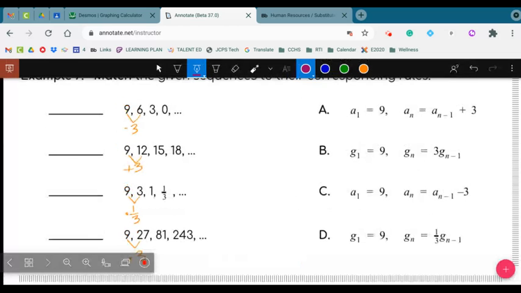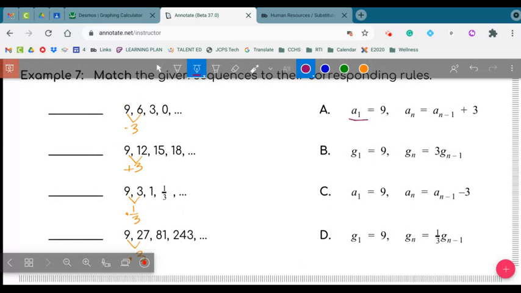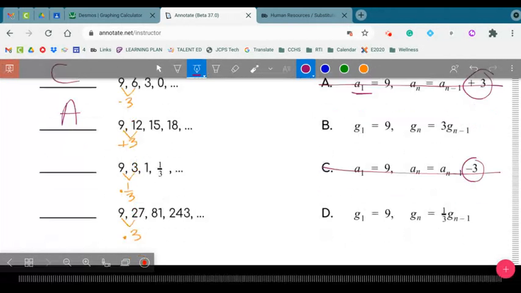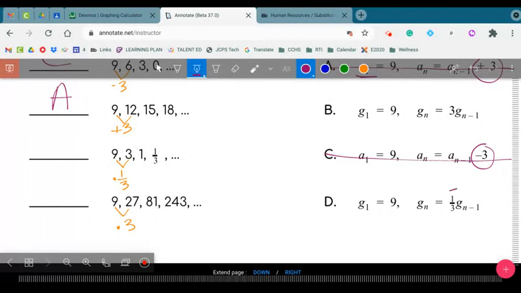So let's find those. So the first one, arithmetic, and we're plussing 3. So that would have to go to the second one. And the other arithmetic is minusing 3. So that would be C. Now let's do our geometric. We're multiplying by 1/3. Look at where your common ratio is. This one's 1/3. And then this one's 3, which is right there.